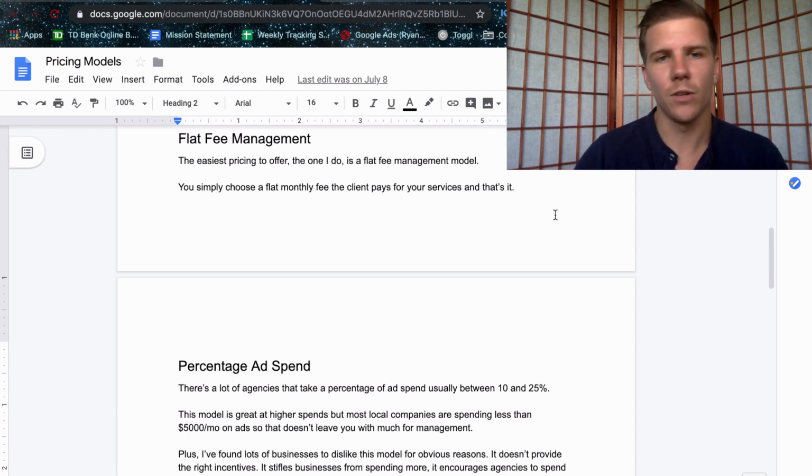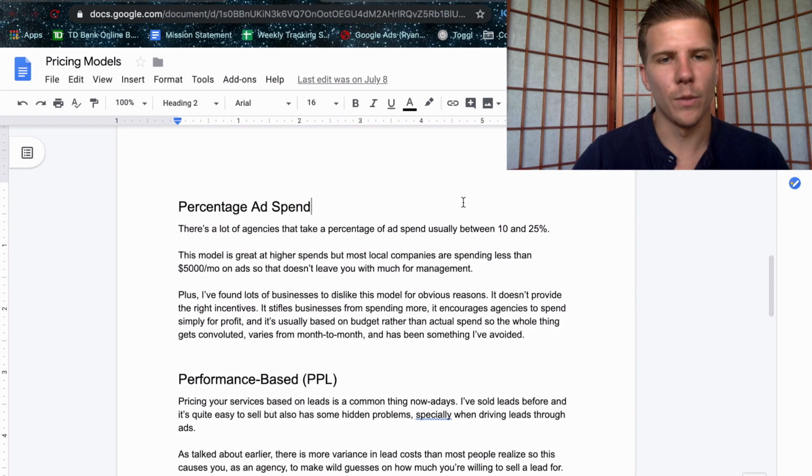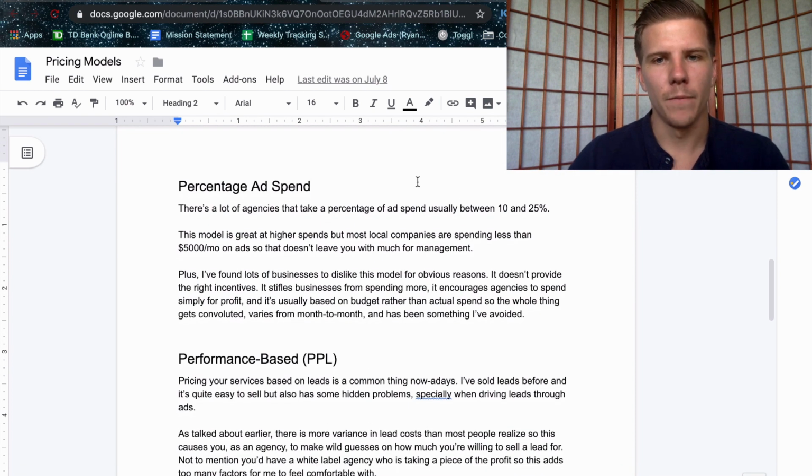This is a good pricing model just because it's super simple, easy to charge clients, it scales well, and the incentives are aligned pretty well with you and your client. Whereas if you see with the percentage ad spend, the more your client spends, the more you're going to make. So there's a little bit of misalignment there, and a lot of clients will not like this model as much.